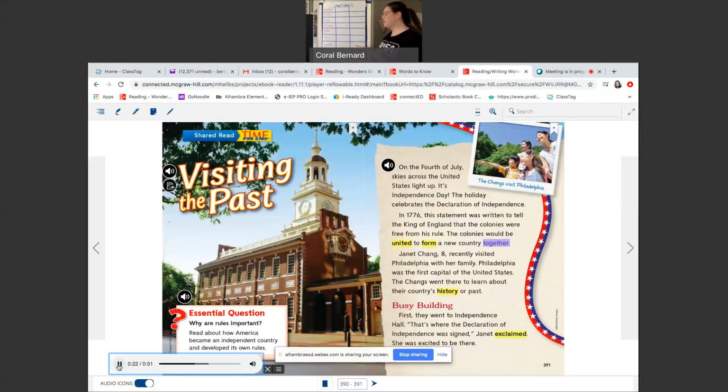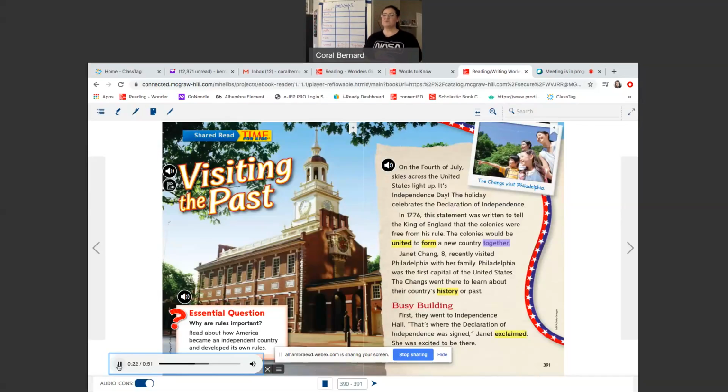I'm going to write the word together on my definition column. And my quick sketch, I'm just going to draw people holding hands. And you know, Miss Bernard's a great artist. Stick figures are my best work. There we go. They're holding hands. They are united.